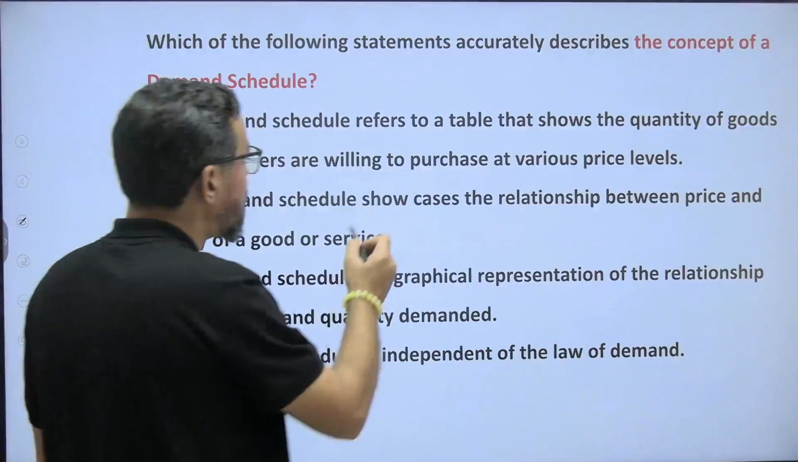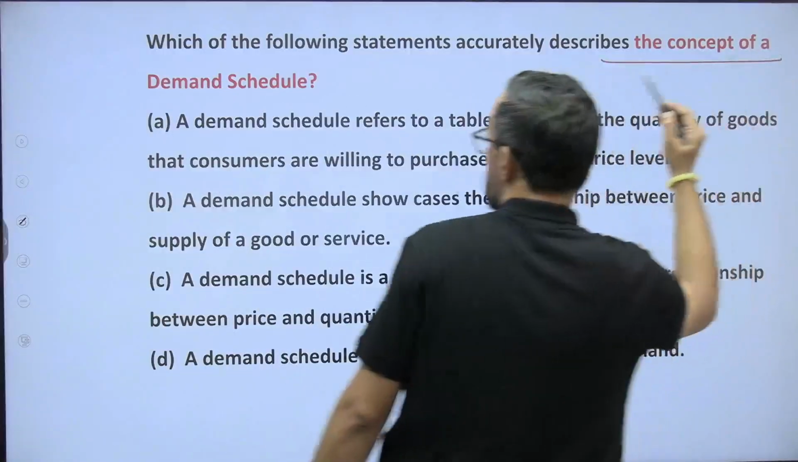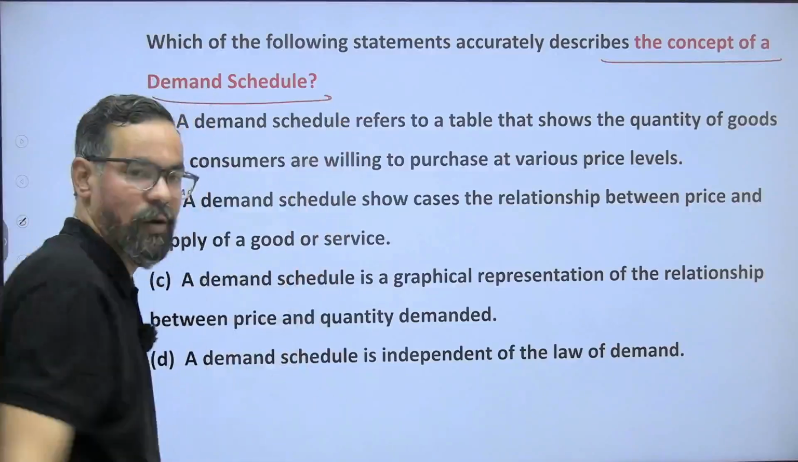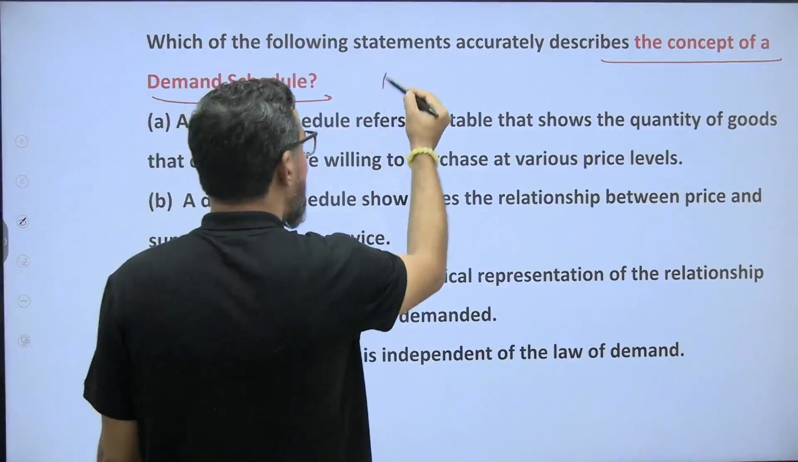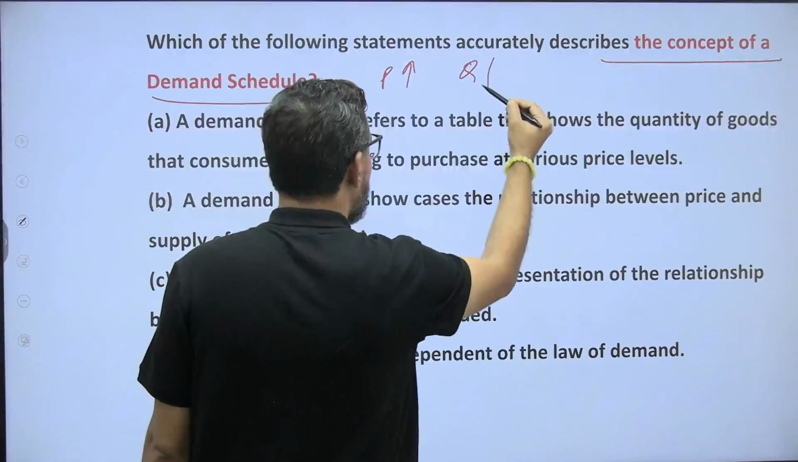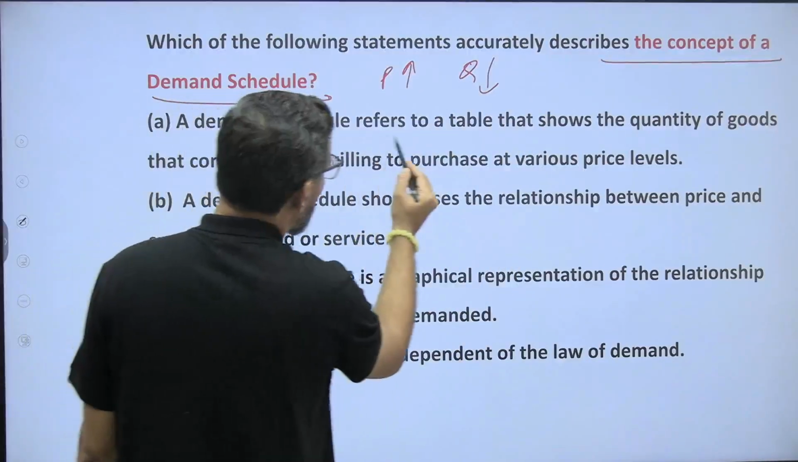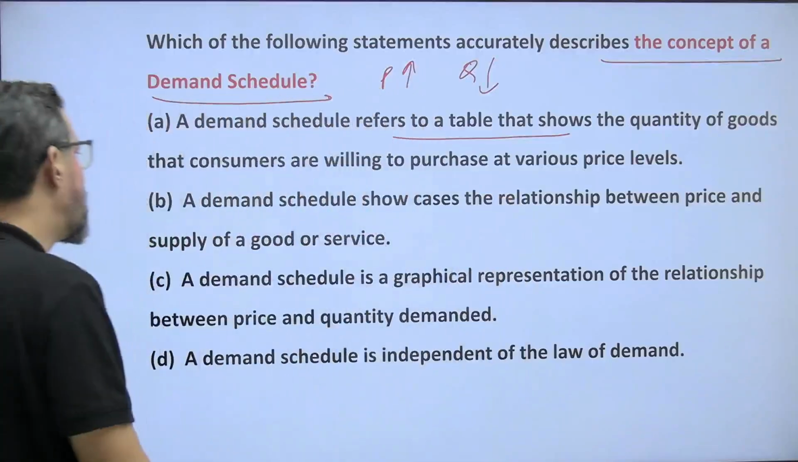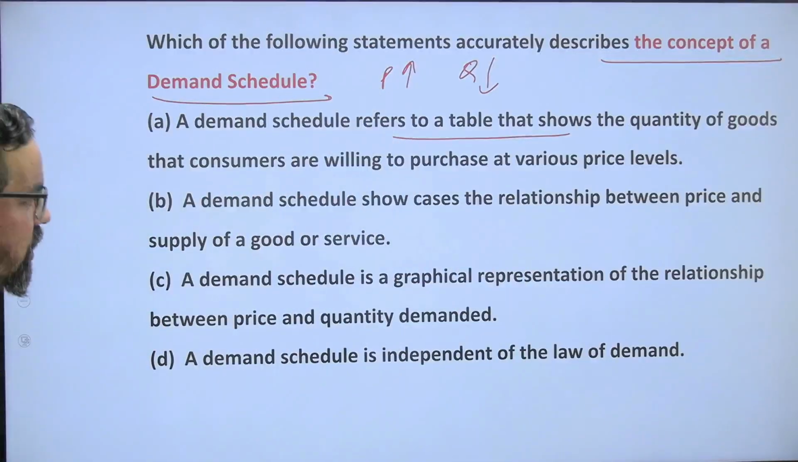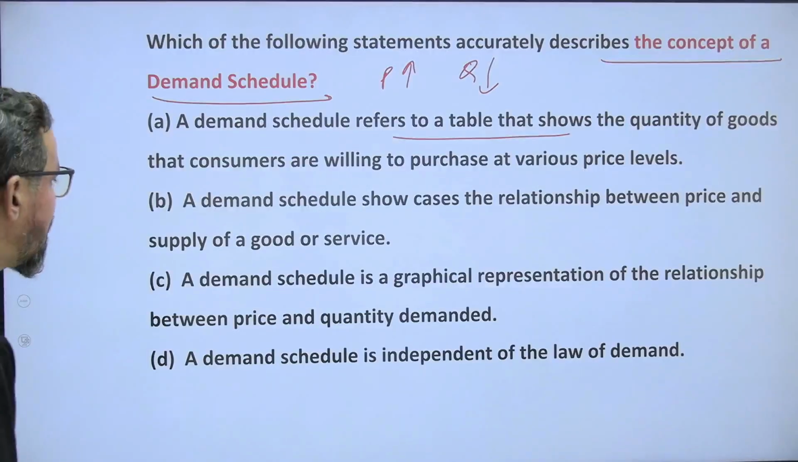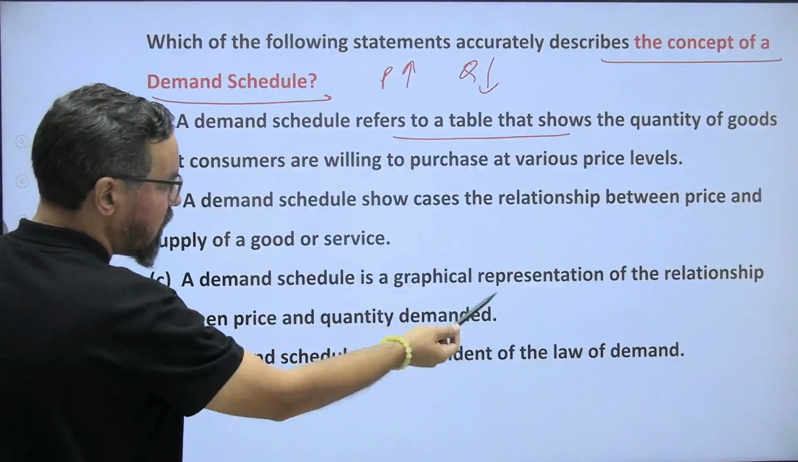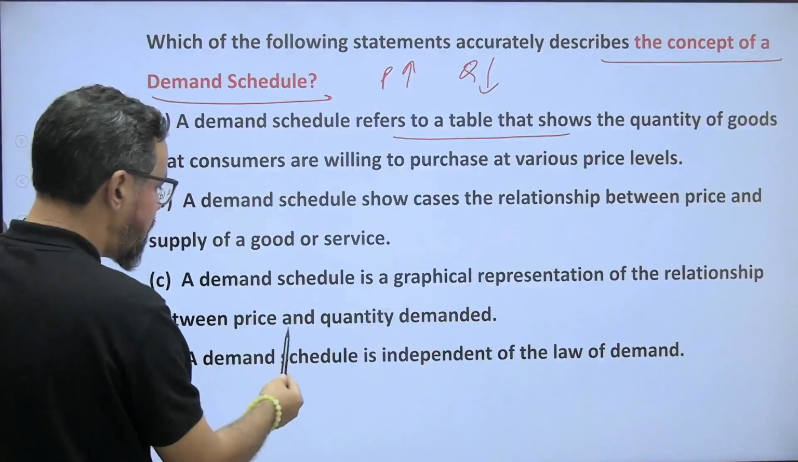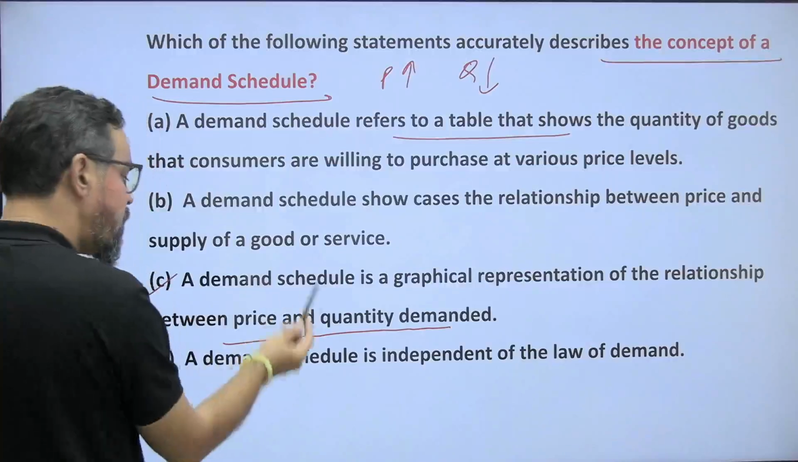Which of the following statements accurately describes the concept of a demand schedule? Very simple question for half marks. A demand schedule: when it comes to demand, if price increases, quantity decreases, or vice versa. A demand schedule refers to a table that shows the quantity of goods that consumers are willing to purchase at various price levels. Demand schedule showcases the relationship between price and supply of goods, but that is a supply schedule. Demand schedule is a graphical representation of the relationship between price and quantity demanded. So this fits best, we'll go for this one.